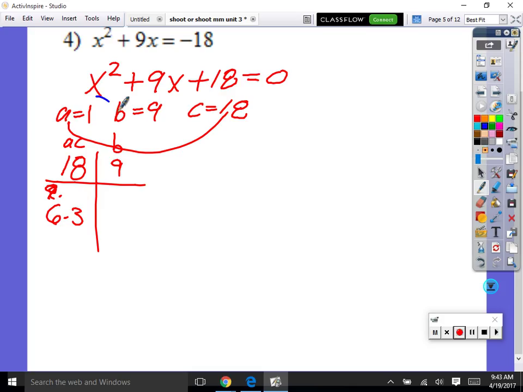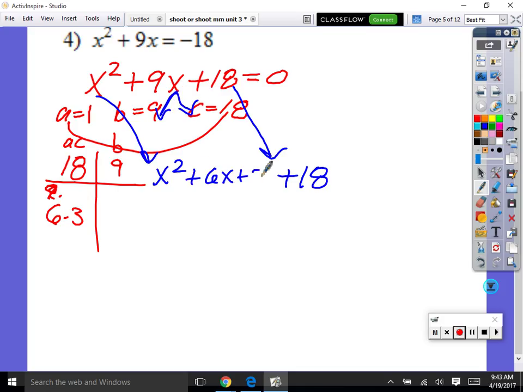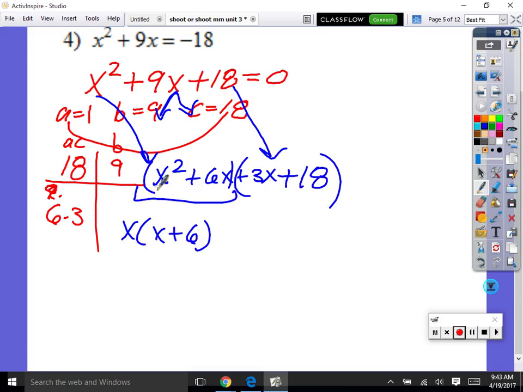So you drop down x squared, you drop down 18, and then you're breaking down your middle term, rewriting it as plus 6x plus 3x. And you group, pull out an x, left is x plus 6, because you divide by x, right? Pull out a 3, divide by 3, left is x plus 6. The same binomial, so you'd factor it out.